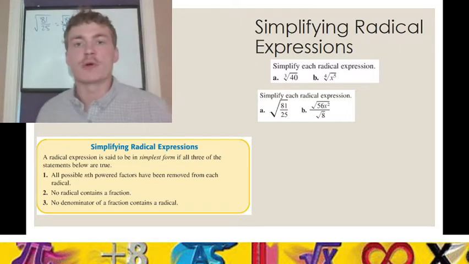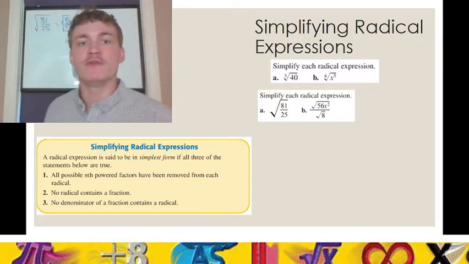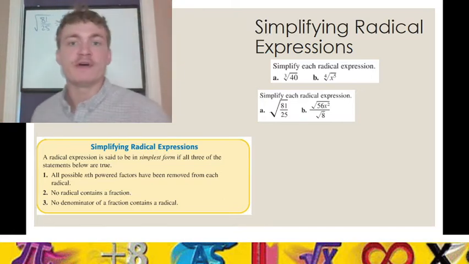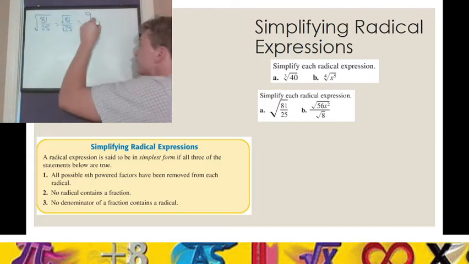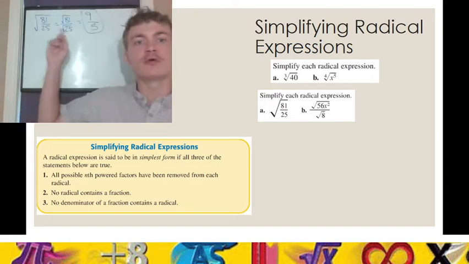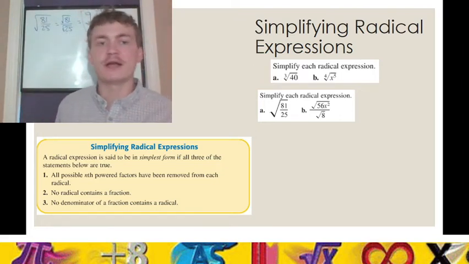Easily enough here, the square root of 81, 81 is a perfect square. It is 9 squared. Thus, the square root of 81 is 9. The square root of 25 is 5. So as we see here, because our result here is 9/5, 9/5 is a fraction. That's a rational number. It's not irrational.